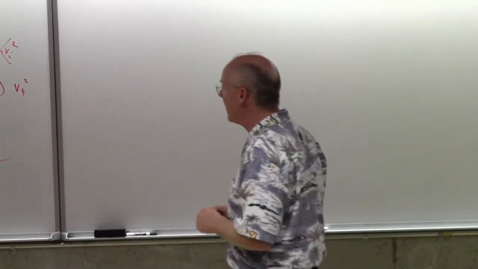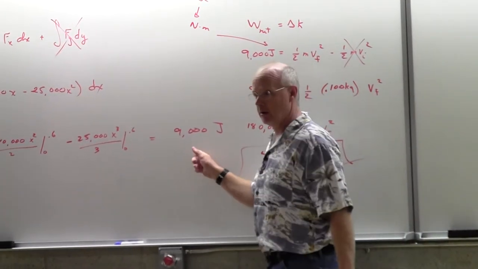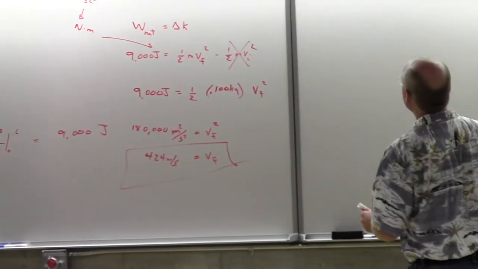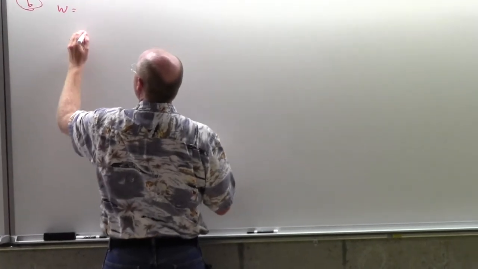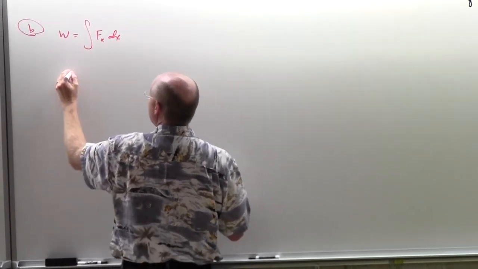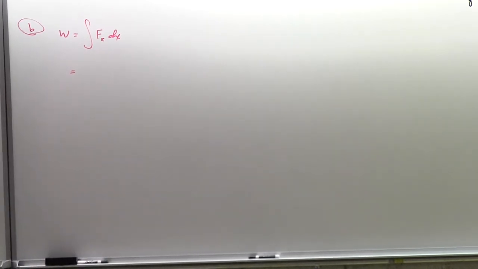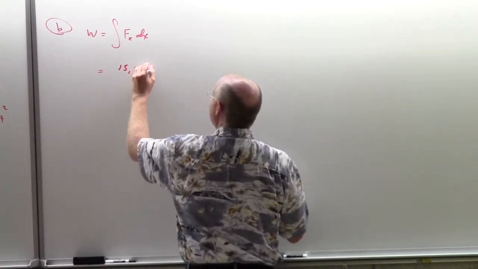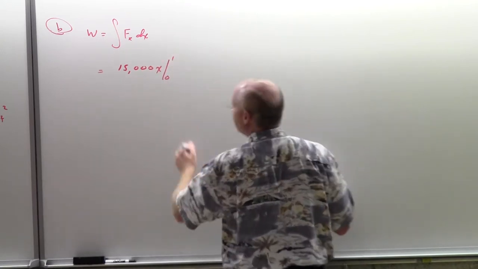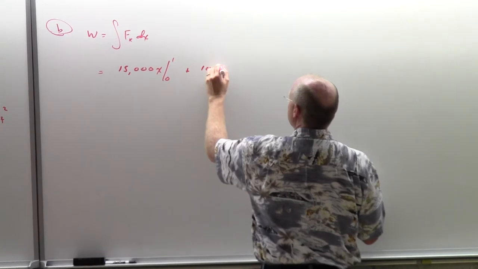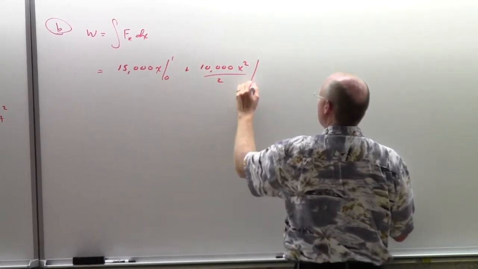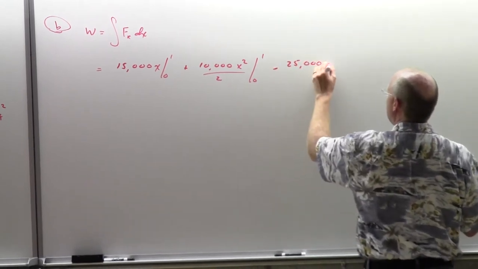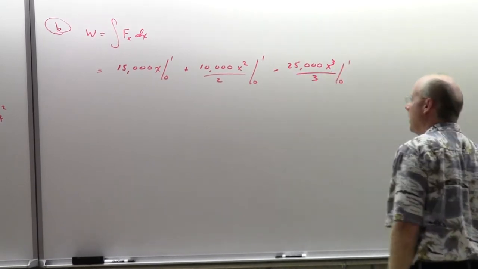And so I would expect then, because of that, to get more work and a greater speed as I get to 1 meter. So I can do the same thing here for B, and say, all right, let's do this integral again. And of course, I don't really think I need to write it all the way out. Wouldn't this just come out to be the same integral, where it would be 15,000x from 0 to 1, 10,000x squared from 0 to 1, 25,000 x cubed over 3 from 0 to 1.